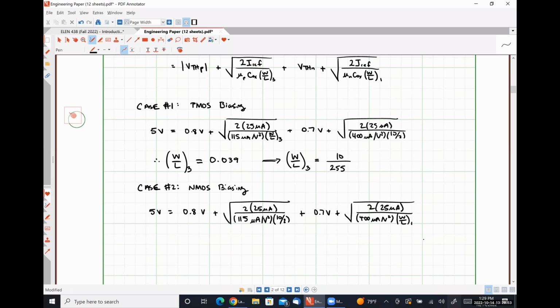Solving this for the aspect ratio of transistor M1, we would find that this would be 0.012. So an even smaller aspect ratio, which means the length will be even longer. Assuming that our width is at the absolute minimum that we can have, which is 10, this is going to wind up being a 10 over 830 sized transistor. Okay.